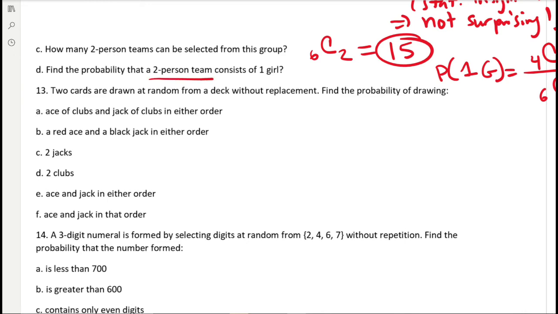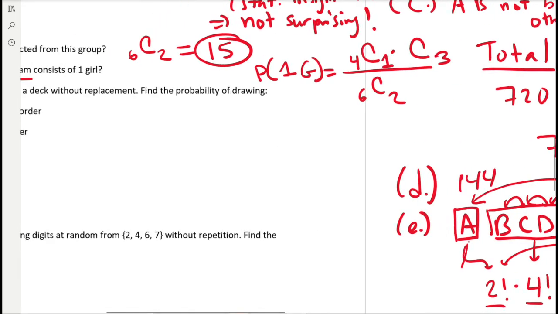Find the probability that a two-person team consists of one girl. So we have to choose one boy from a group of two boys. And that's our probability. We have four choose one girl, two choose one boy, over six total people choose two. So four girls choose one is four, two boys choose one is two. So four times two is eight. So basically, this is going to be 8/15.